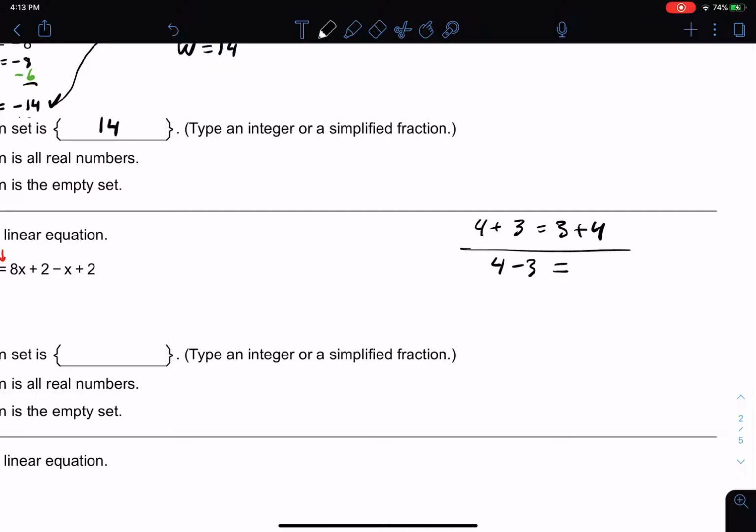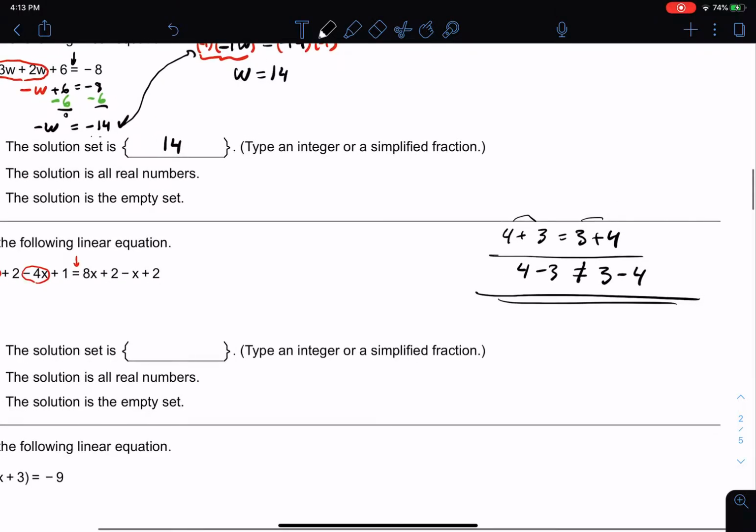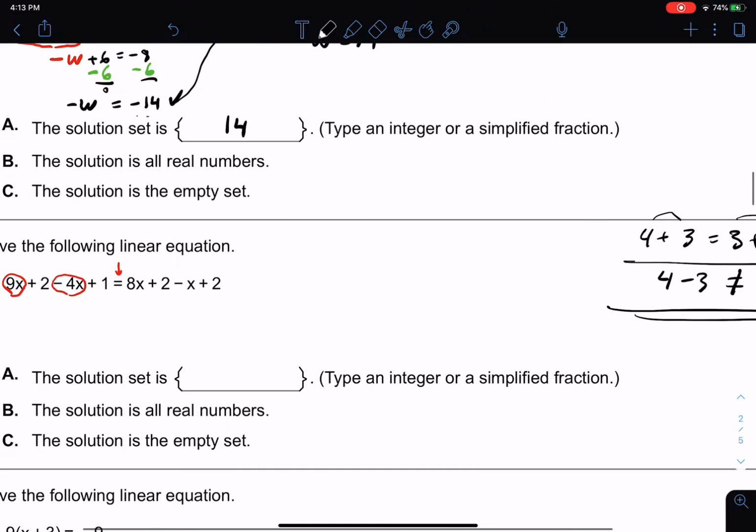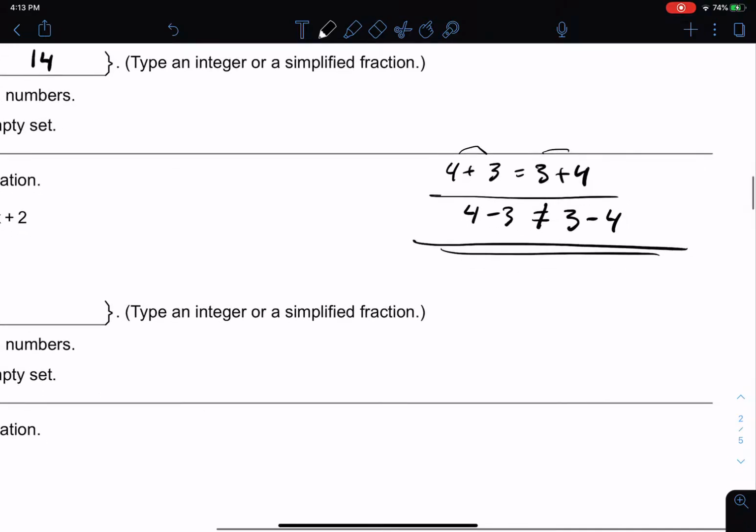Anyhow, 4 minus 3 does not equal 3 minus 4. Notice we changed the order with addition, and that wasn't a problem. But when you change the order with subtraction, that's definitely a problem and not equal. So what I'm trying to get at is, in this problem, we had a subtraction, this sign right here, right? And so if you had, let's say, 5 minus 6, we just said you can't commute it because it's subtraction, right?